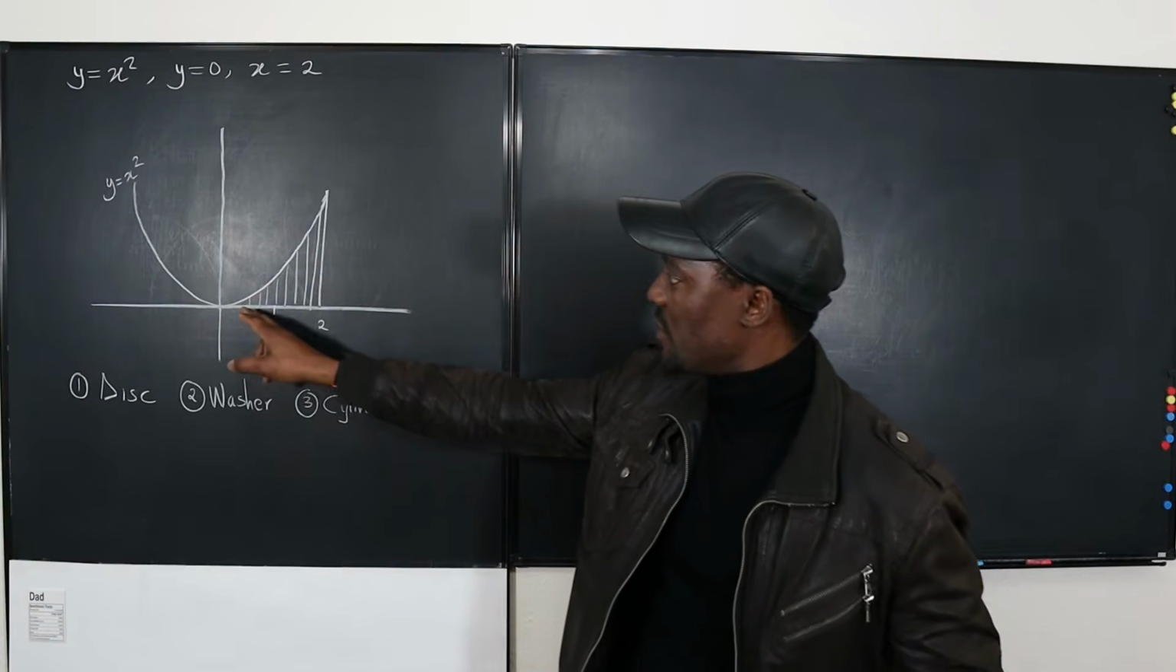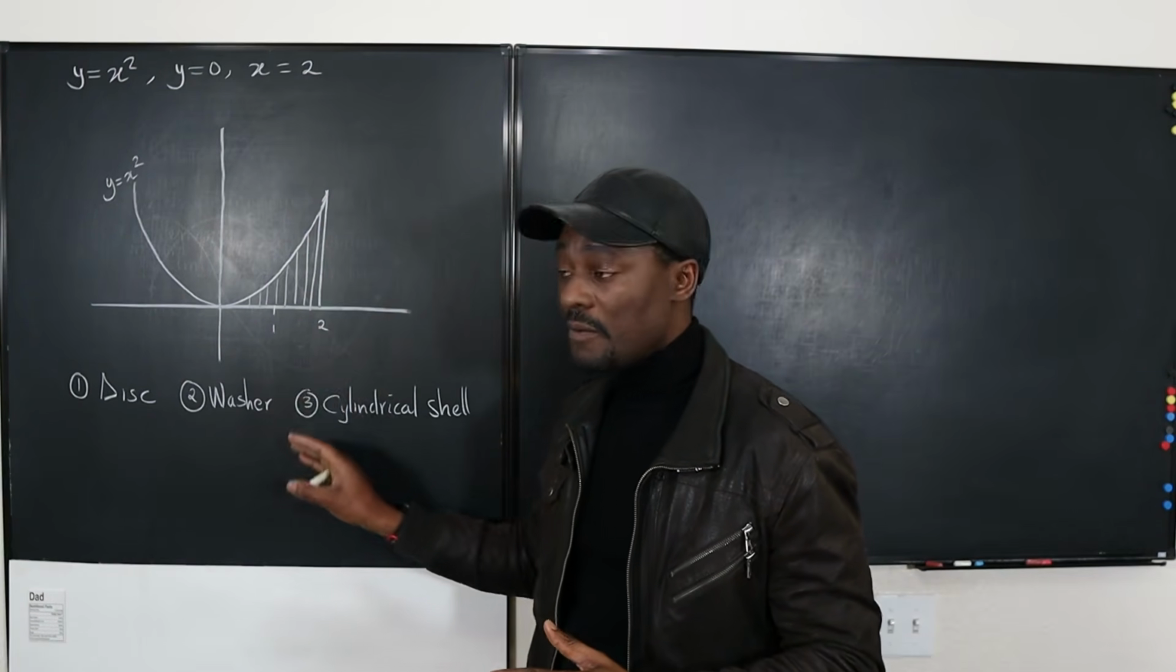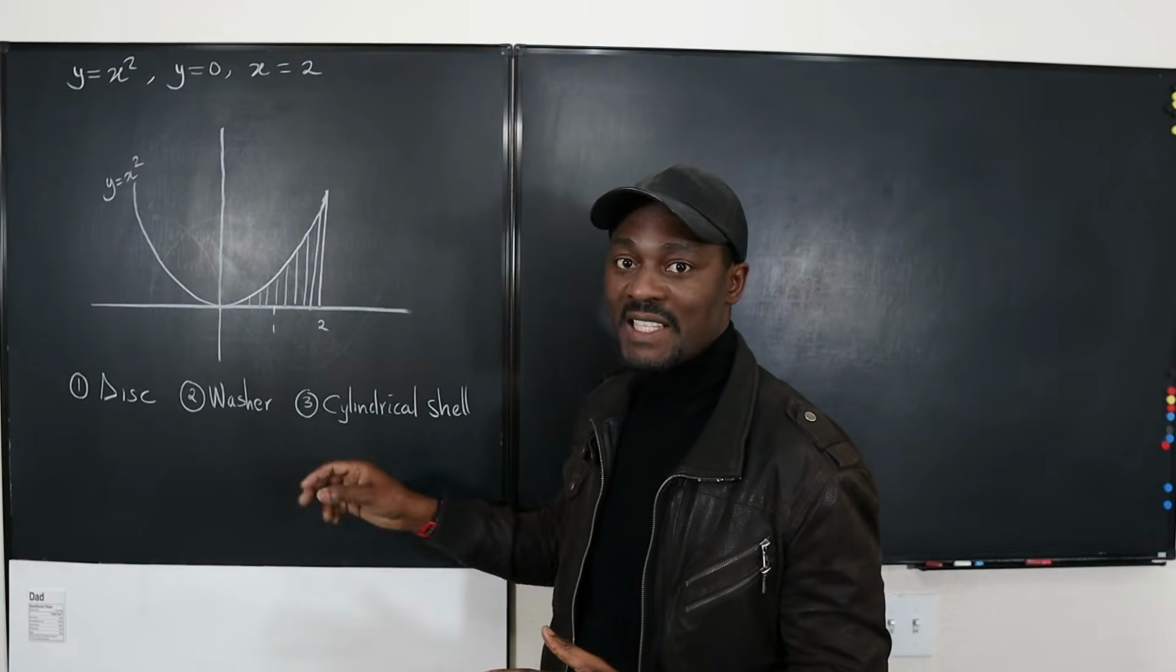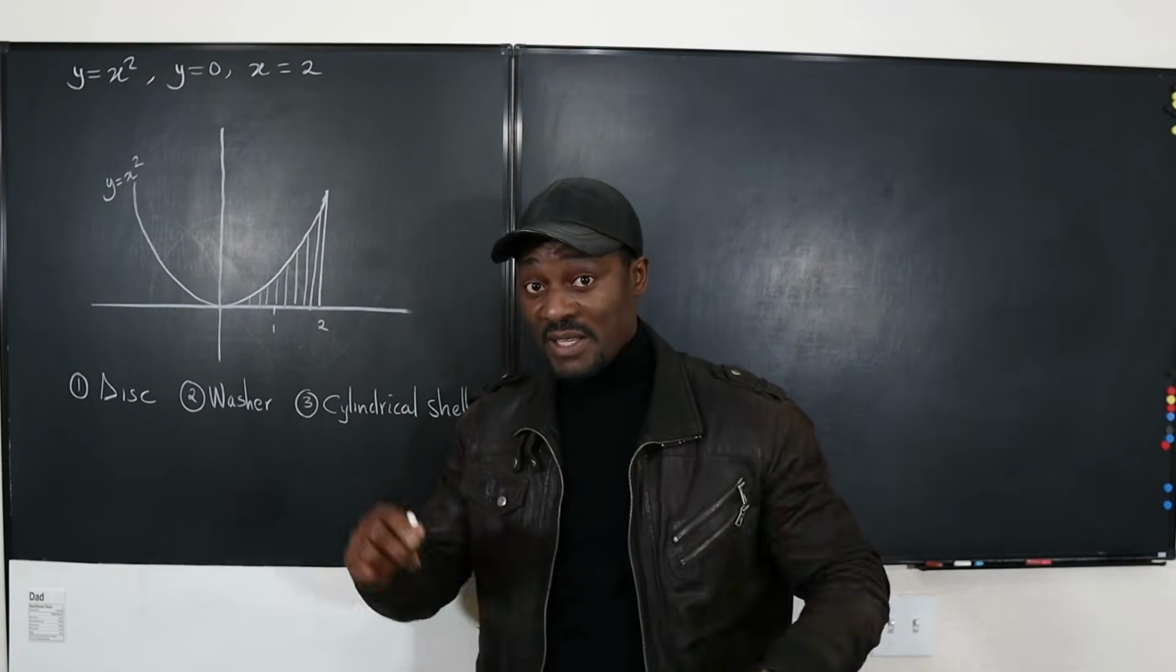Okay, so this is it. This is y equals x squared, and I am bounding it by the line x equals 2 and the line y equals 0, which is the x-axis. So the region I have shaded is the region that is enclosed by these three functions.